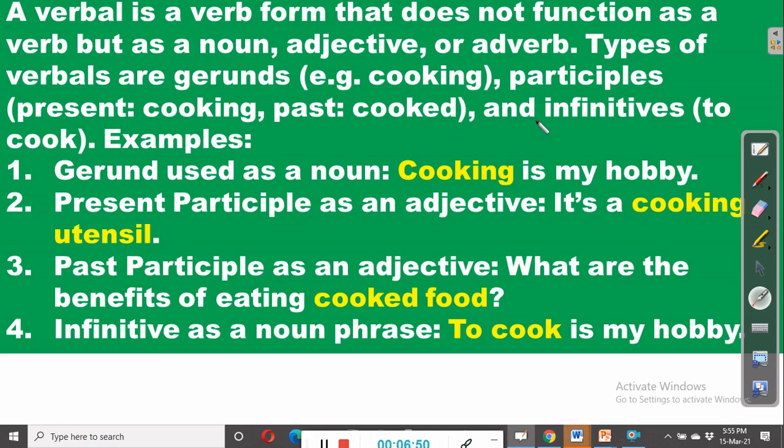Then the third type of verbal is the infinitive, which is the focus of today's lecture, and it's also derived from the verb cook, and here we have to cook. To cook is an infinitive. Cooking is a gerund. Cooking is a present participle. Cooked is a past participle. Now let's look at how we can use these three types of verbals in English sentences.